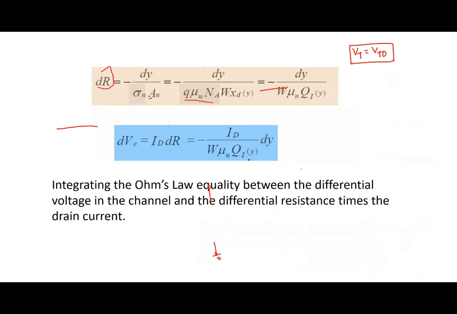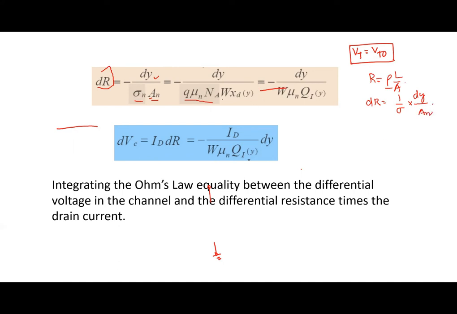Now going ahead, you know that your differential resistance is being given by sigma into area. So R is equal to rho L by A. Rho is 1 by sigma. L is dy. So for a small area, this is then 1 by sigma. This becomes conductivity. L is small length dy, and area you already know, area of this.